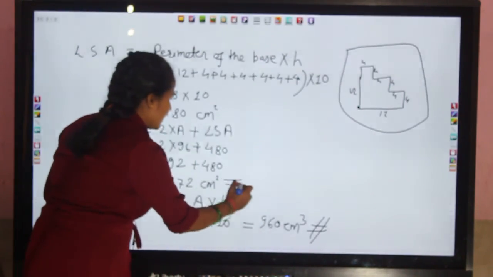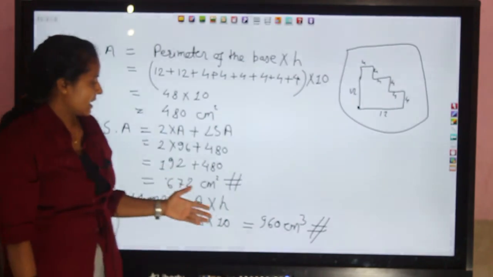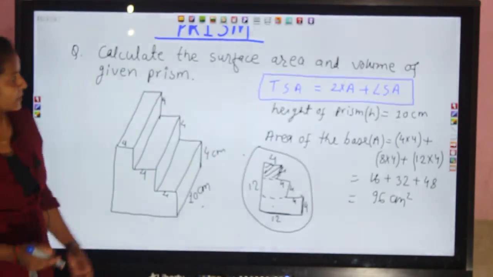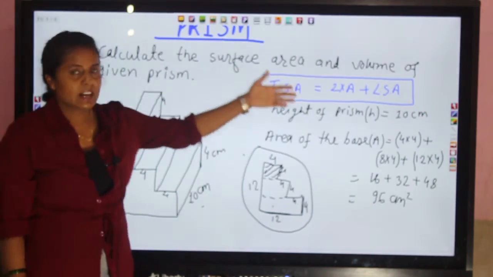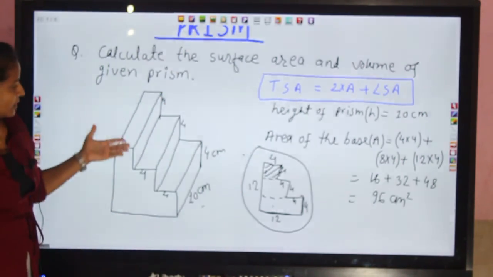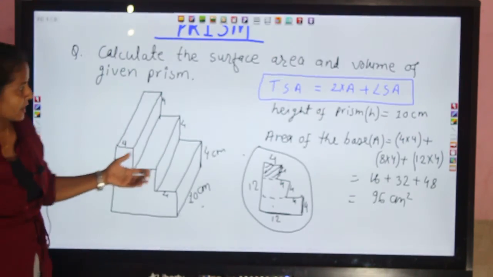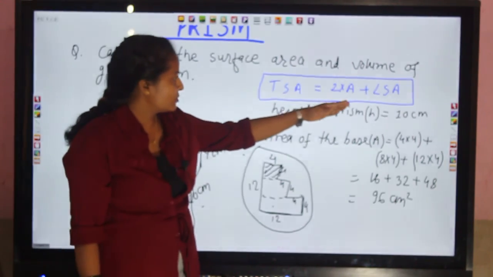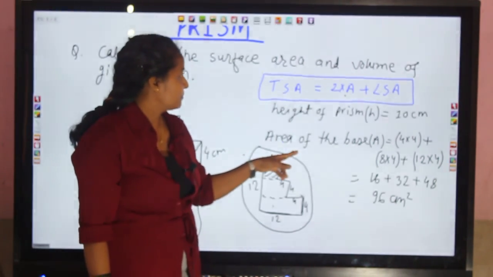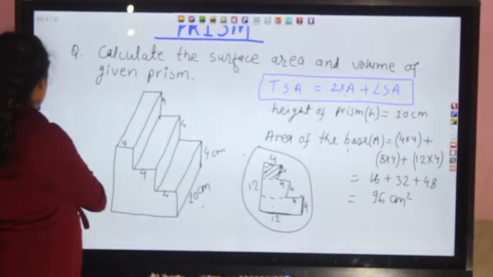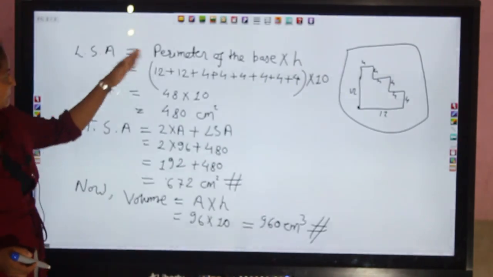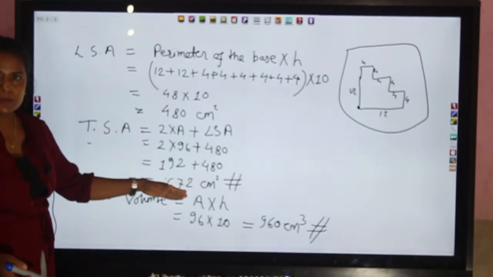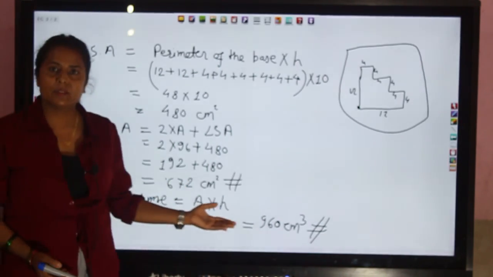Total surface area and volume of the prism. Let us review surface area and volume of the prism. This is the given picture. We have calculated here the total surface area by applying this formula. First of all, we found the area of the base and then the lateral surface area and then the total surface area of the prism. Here is the volume of the prism.